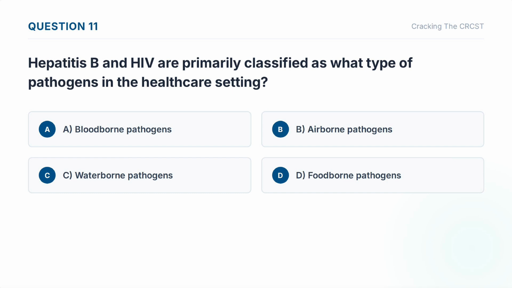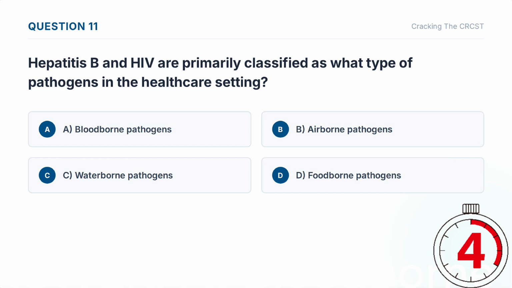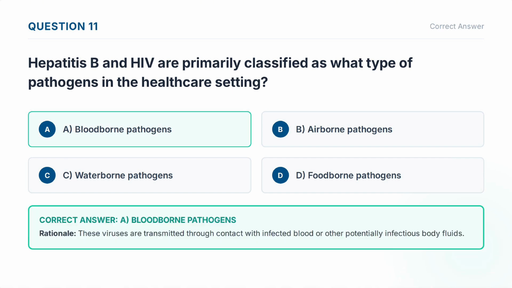Question 11. Hepatitis B and HIV are primarily classified as what type of pathogens in the healthcare setting? A. Bloodborne pathogens, B. Airborne pathogens, C. Waterborne pathogens, D. Foodborne pathogens. Correct answer: A. Bloodborne pathogens. Rationale: these viruses are transmitted through contact with infected blood or other potentially infectious body fluids.